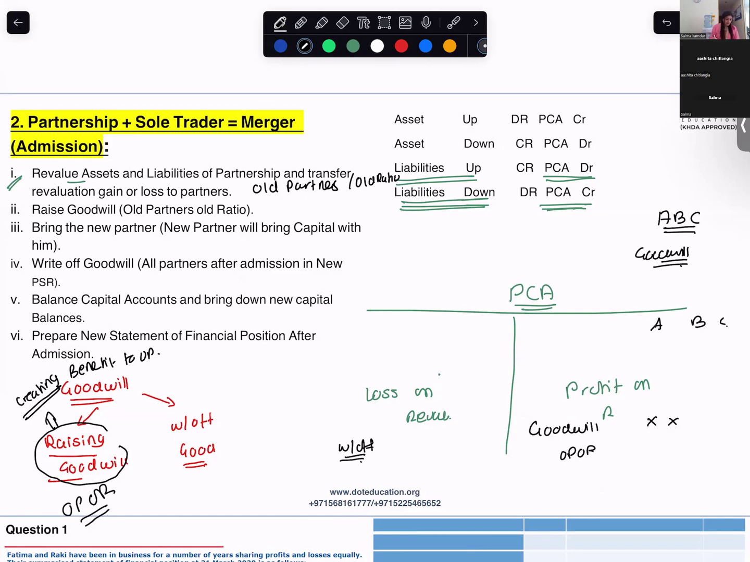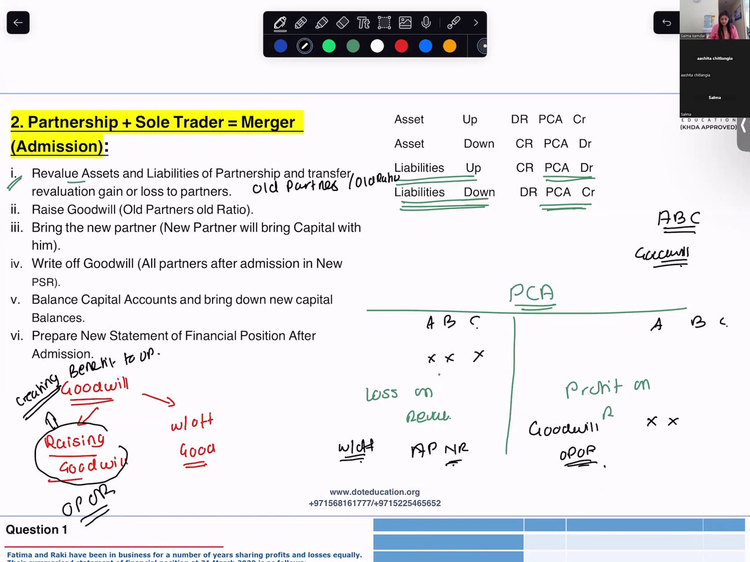Goodwill will be written off amongst all the partners in the new ratio, because now this goodwill belongs to the new firm. So raised is always in the old ratio, written off is always in the new ratio. Raise will happen on the partner's capital account credit side, written off will happen on the partner's capital account debit side.